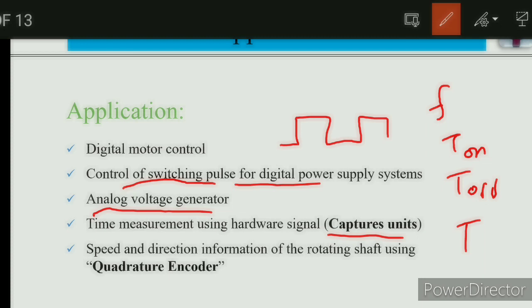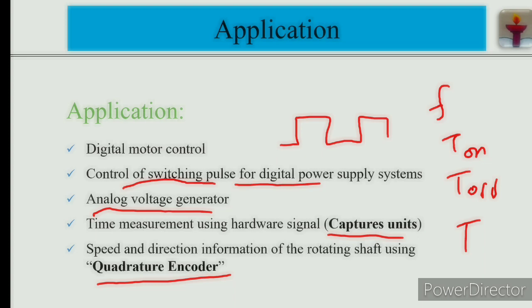So we can do time measurement using hardware signals. We can get to know the frequency of the hardware signals and the time period of the hardware signals. Other than that, we get the speed and direction information of a rotating shaft using a quadrature encoder, so we know in which direction our motor is rotating, clockwise or anti-clockwise. So with the help of EPWM, we can get this information. These are the main areas of application of the EPWM modules.